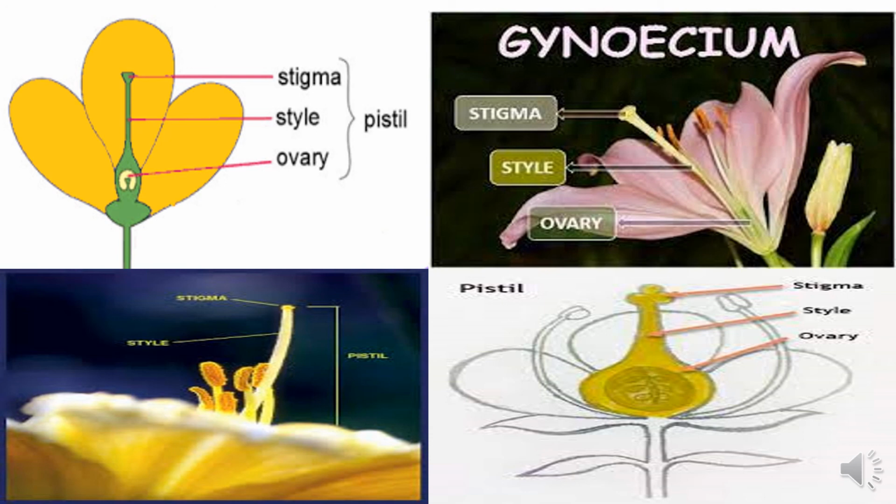So 4 parts of flower you have learned: sepals, petals, then stamen, and the last one is the pistil.